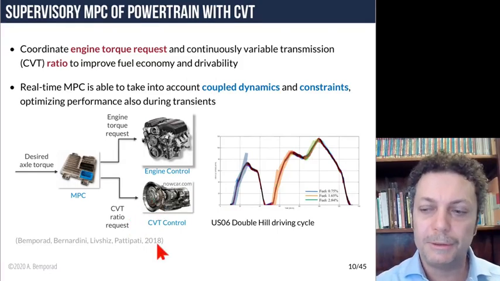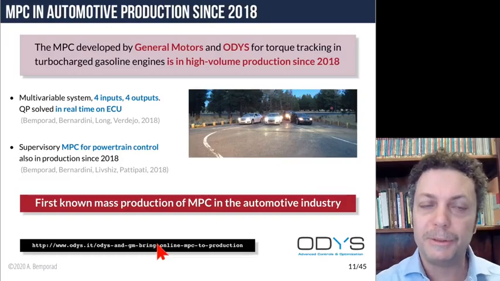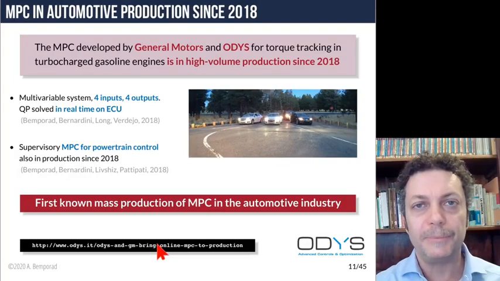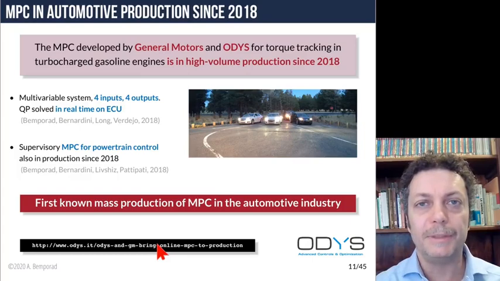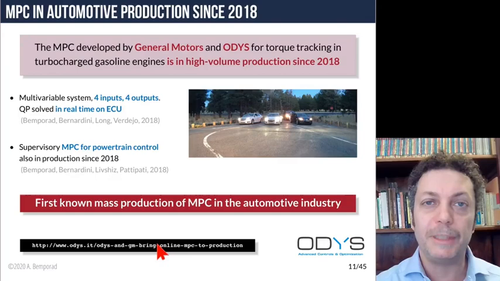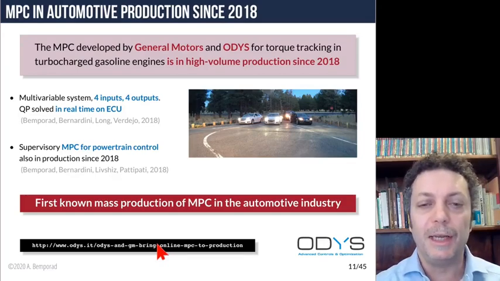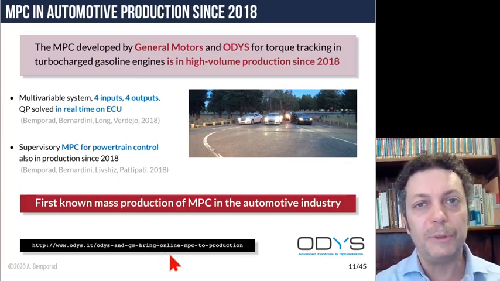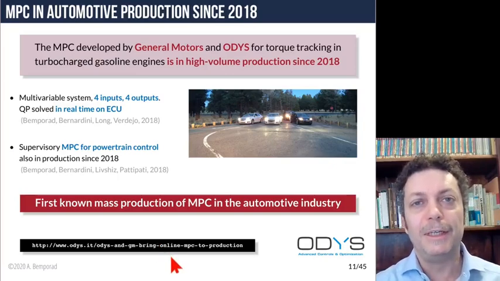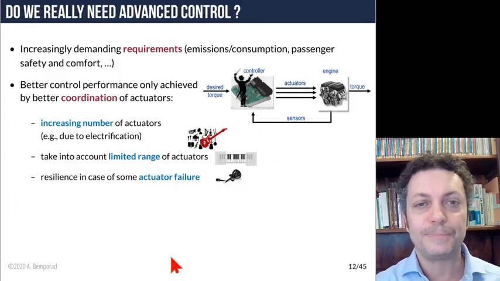And the two controllers were put in production by General Motors starting in the fall of 2018. GM started a mass production of vehicles embedding the MPC controllers that I was mentioning before on board of the vehicle. And as far as we know, this is the first and least documented mass production of MPC in the automotive industry. And I consider this quite an achievement because we could prove that MPC is not just a technique for process control, but is also a viable technology for the automotive industry as well.